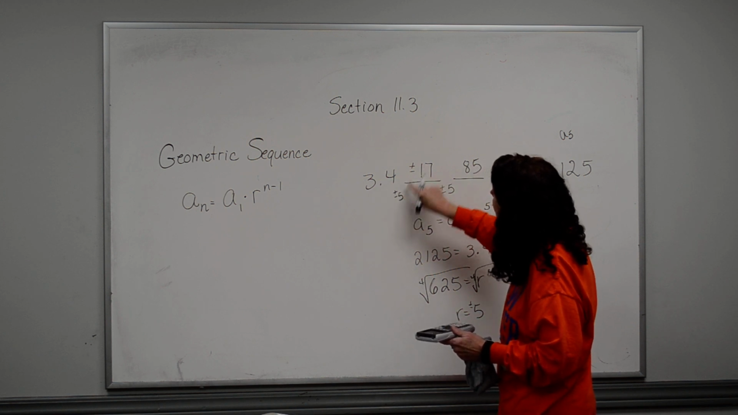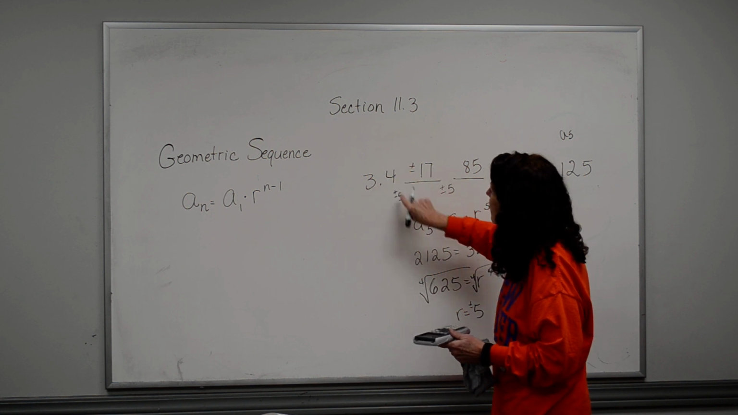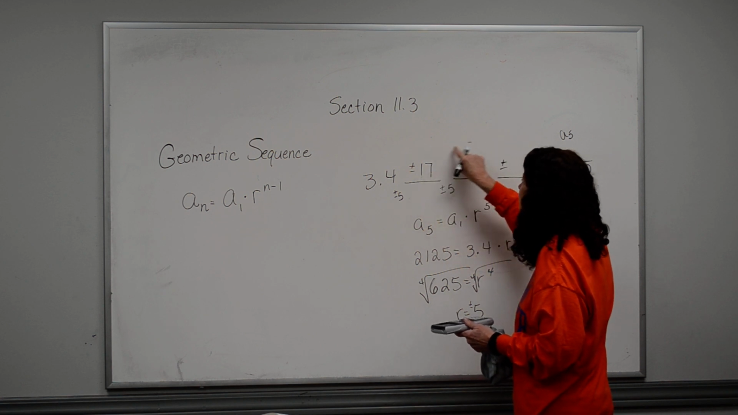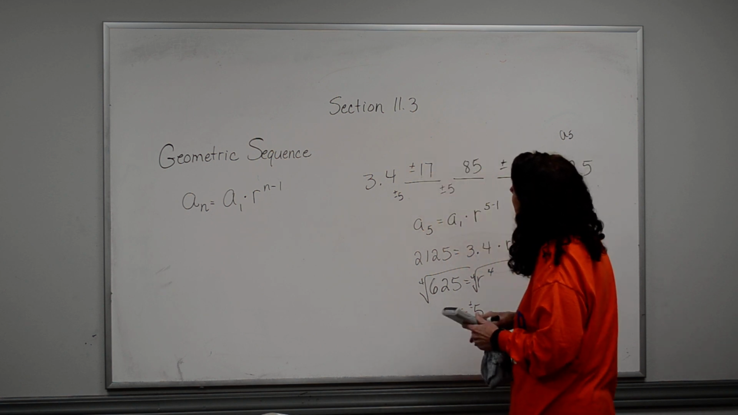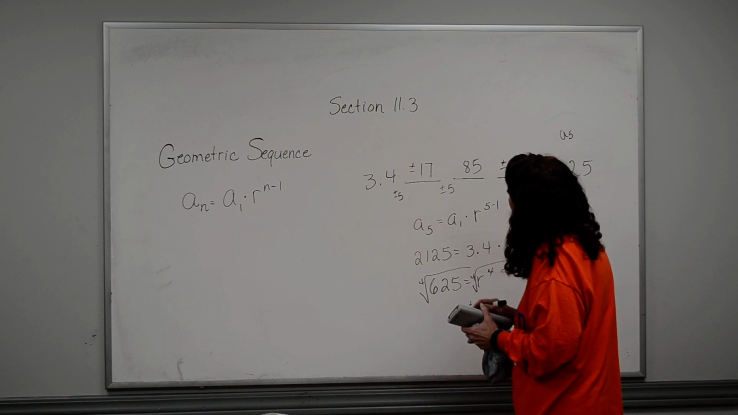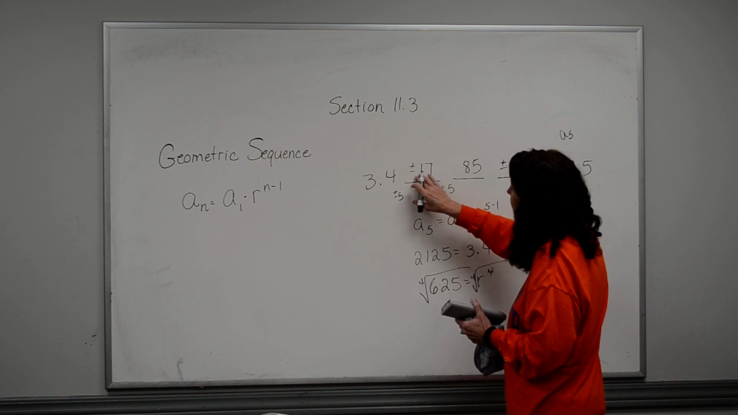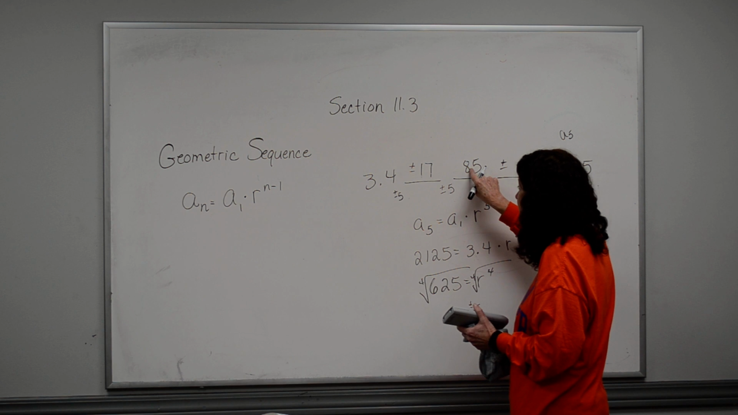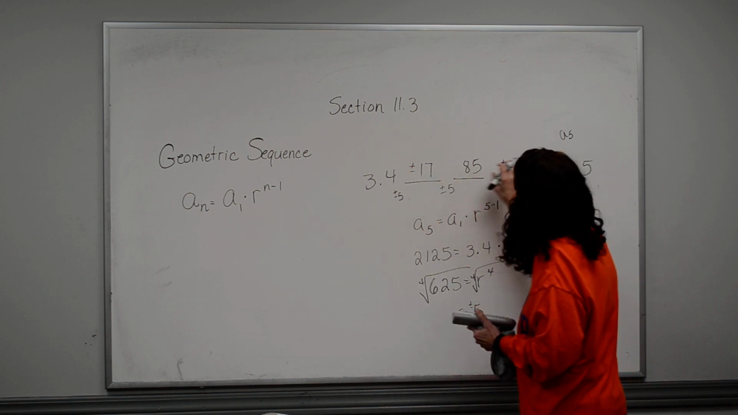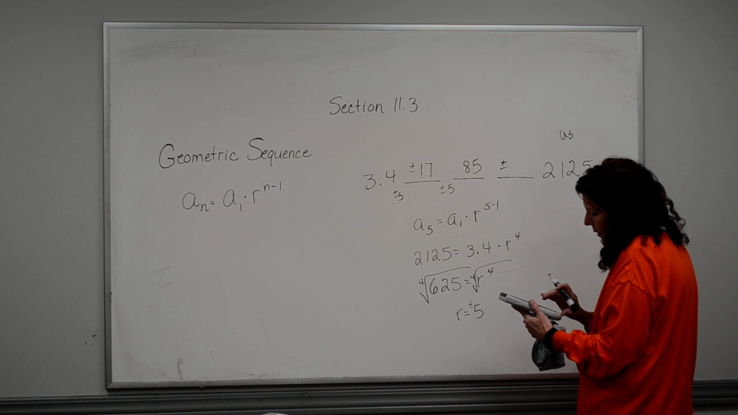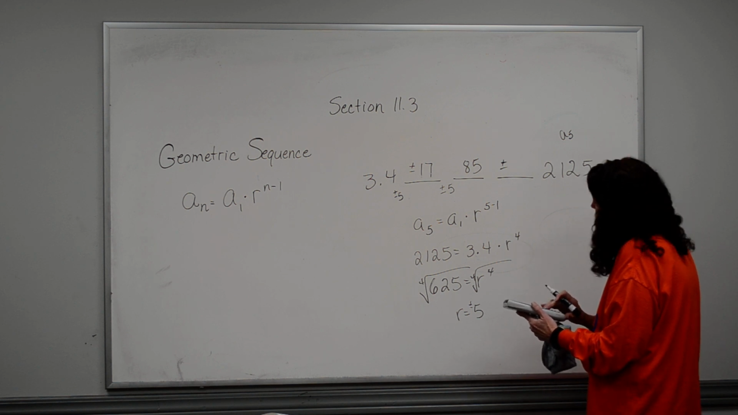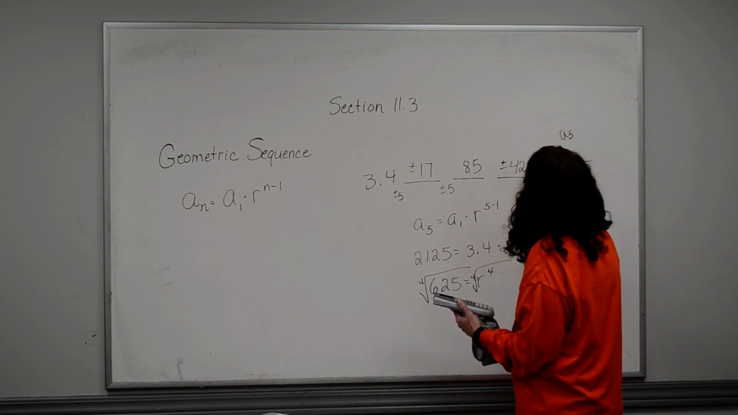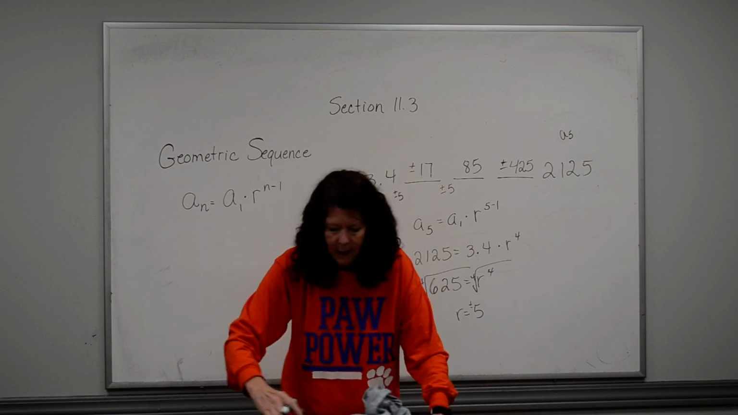3.4 times positive 5 would be positive 17. 3.4 times negative 5 would be negative 17. But now, if I have a negative 17 and I multiply by a negative, it'll be a positive. If it was a positive and I multiply by a positive, it'd be a positive. Here, it's going to be plus or minus. So again, it's going to be every other one. So 85 times 5 is 425. Okay?